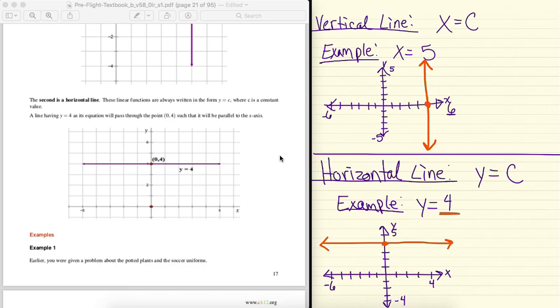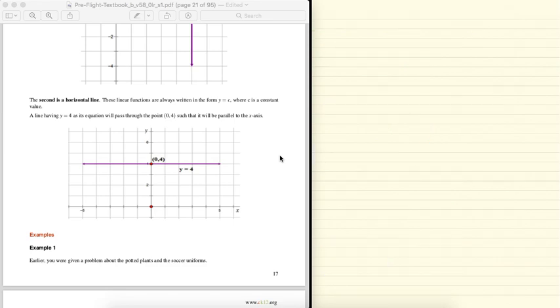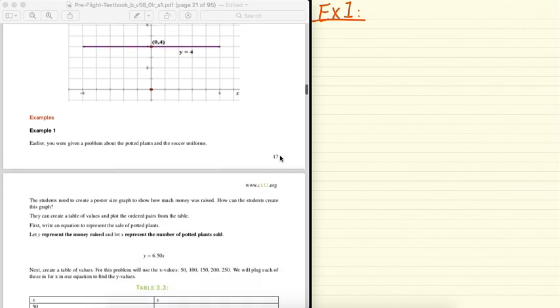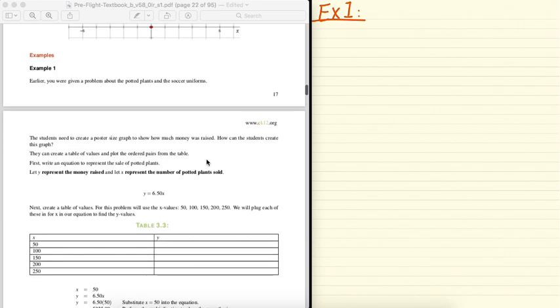All right, so now let's get into example 1. Example 1 says, earlier you were given a problem about the potted plants and the soccer uniforms. The students need to create a poster-sized graph to show how much money was raised. How can the students create this graph? Well, they can create a table of values and plot the ordered pairs from the table.